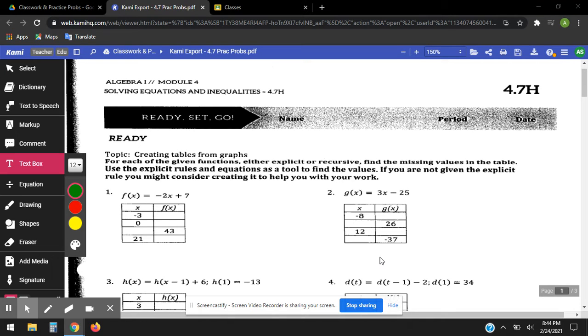Hi, this is Algebra 1, Module 4, Lesson 7, Practice Problems.